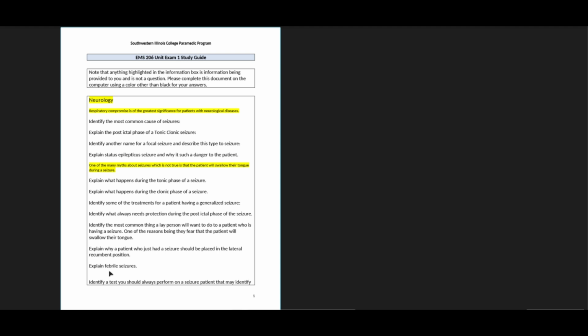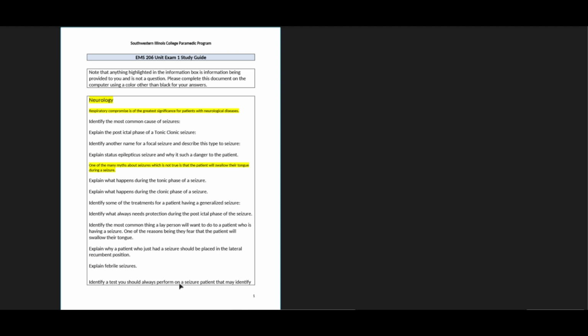Explain febrile seizures. Okay, so febrile seizures are actually not caused by a specific threshold of temperature. It's not about the exact temperature; it's about the change in temperature. And as your temperature increases, that affects the ion channels across cell membranes, which can lower the seizure threshold. So that's pretty much how that works.